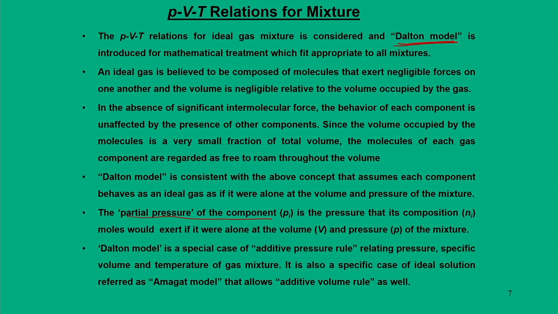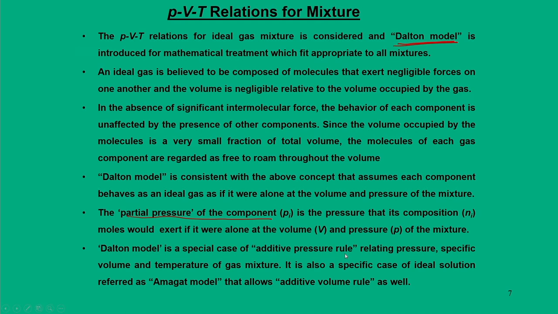But Pi is the partial pressure of the component in the mixture. If this component with certain composition Ni is present in the mixture at a volume V, that means V is the total volume of the mixture and P is the total pressure of the mixture. So, in that way the partial pressure for the component i is defined. To some extent, it is a special case for the additive pressure rule.